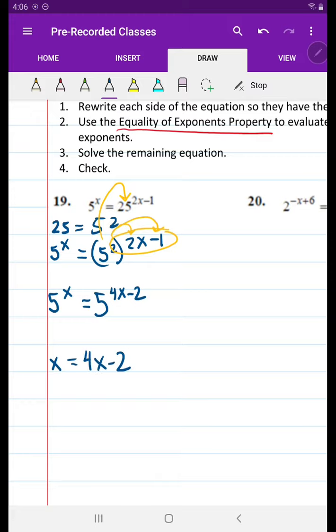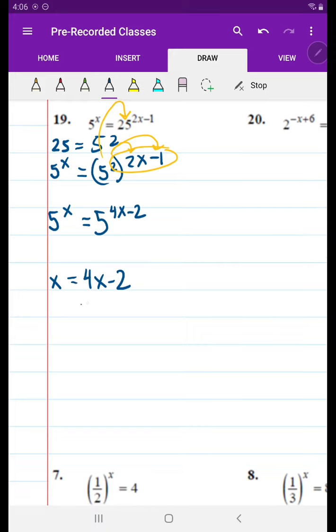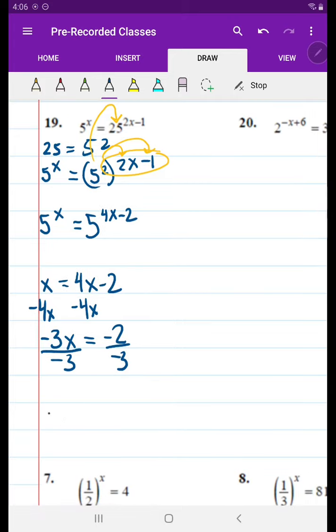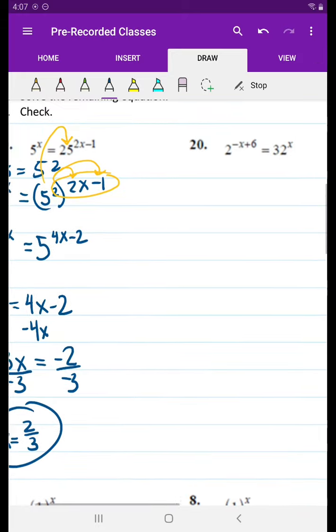Now I'm going to go ahead and solve this. I'll subtract 4x from each side, and I'll get negative 3x equals negative 2. Then I'll divide both sides by negative 3, and x equals 2/3. That's our answer, and we're all done. So now we'll go ahead and do number 20.